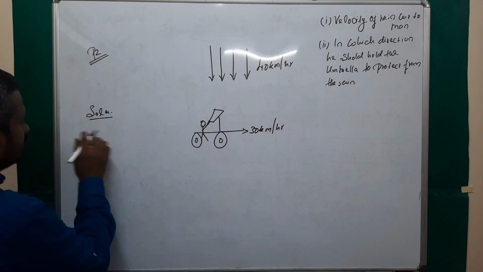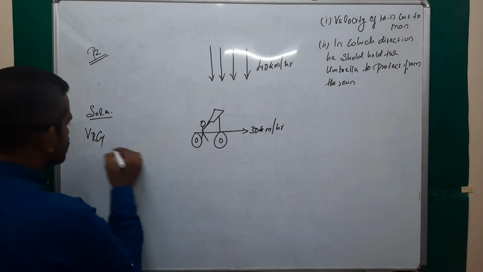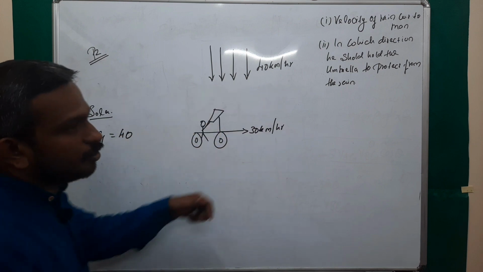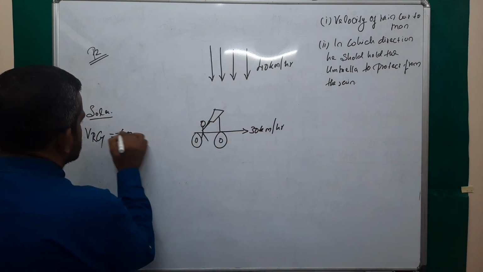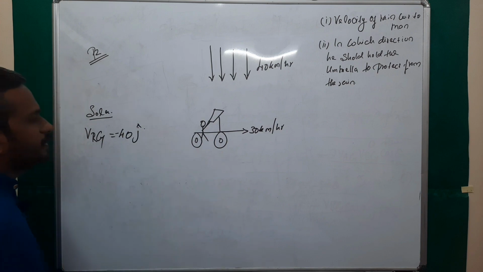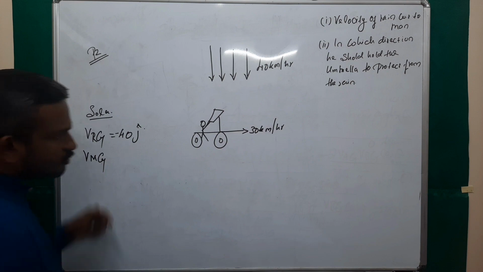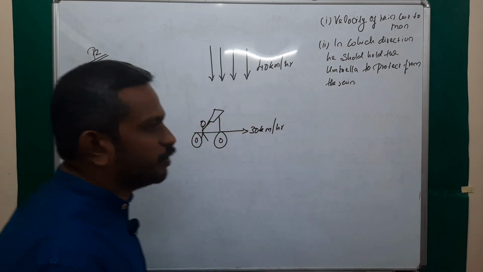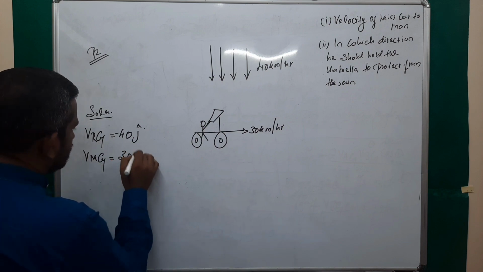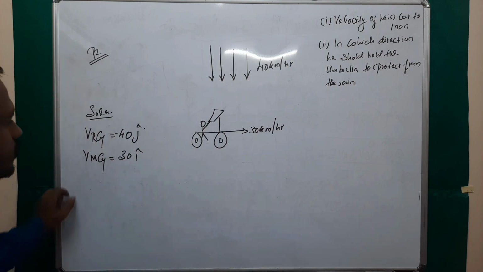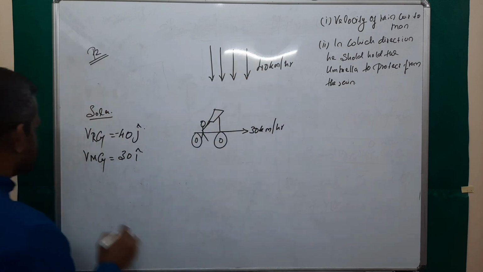So velocity of the rain with respect to the ground, that is 40 kilometers vertically downwards, that is negative y-axis, minus 40 j cap. So velocity of the man with respect to ground, it is moving in the rightward direction, that is positive x-axis. So that's equal to 30 i cap. Correct. So we have to find, the first question, velocity of the rain with respect to the man.